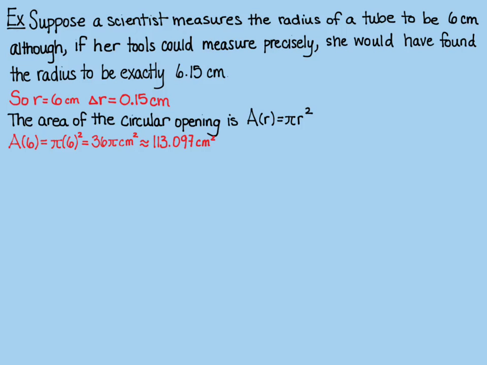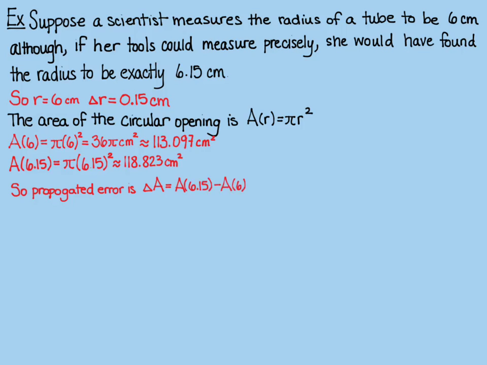Notice that 36π centimeters squared is approximately 113.097, because we're taking π to be approximately 3.14159. We can also compute the area if the radius is 6.15, and we end up with 118.823 centimeters squared. So the propagated error, which remember is the exact difference of these two values, is approximately 5.726 square centimeters.